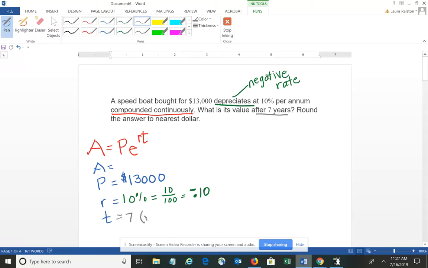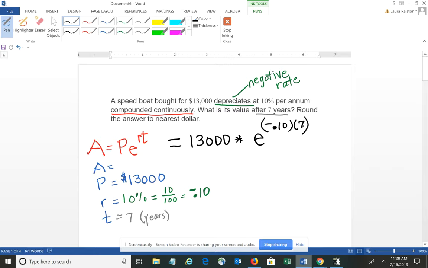Now, it's important to realize that in this scenario, time is in terms of years. And so then it becomes obvious that I'm looking for A, the final value, or the final amount. So it becomes basically a substitution problem, and I'm going to plug the numbers into the formula. So I would have 13,000 times e, which is Euler's number, or the natural number, raised to the negative 0.10, because I put it in as a decimal, times 7.